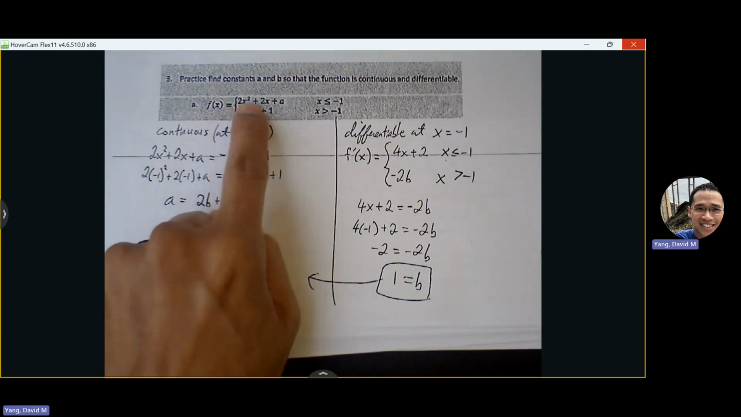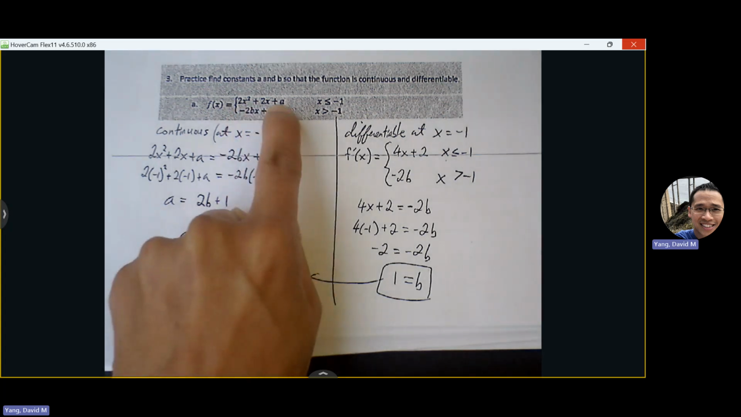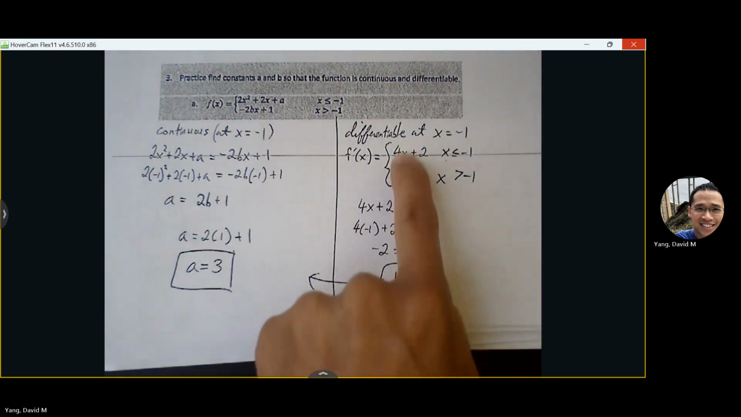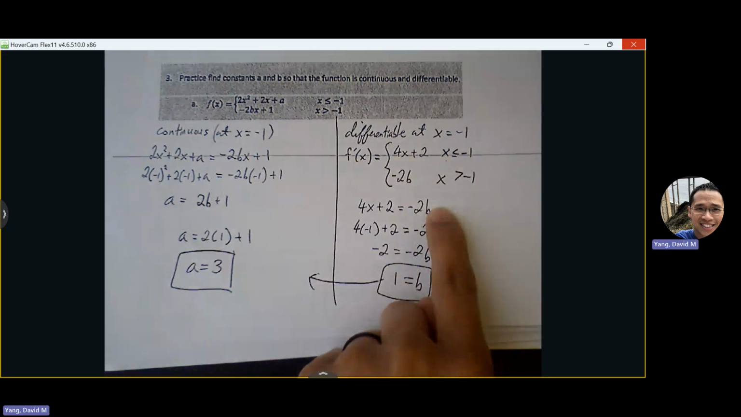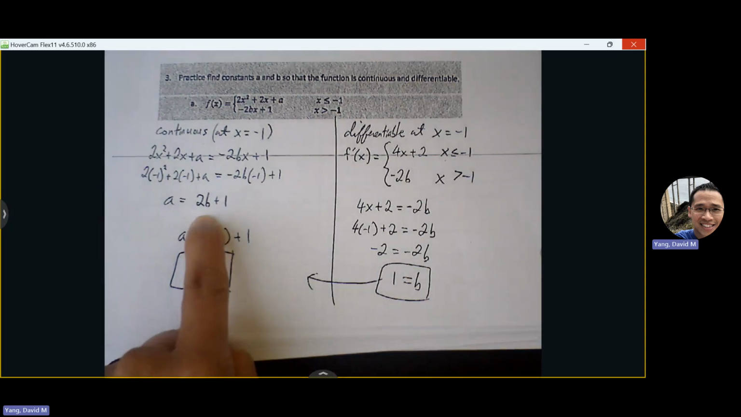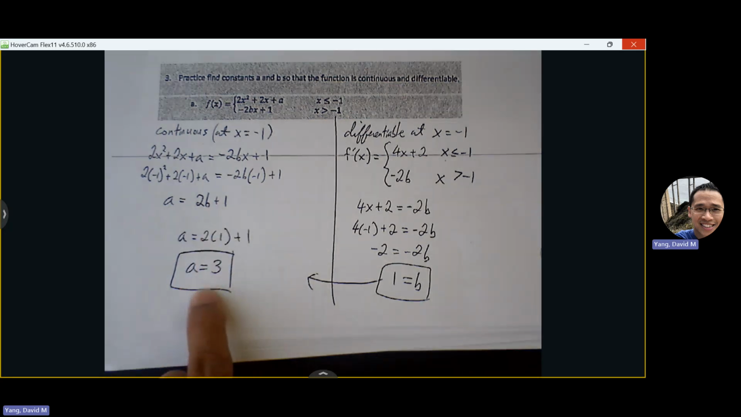And we have to make sure we can find the derivative though. 2x squared becomes 4x, 2x becomes 2, a is a constant, a drops off to 0. Negative 2bx, that's just going to be some coefficient in front of x. Negative 2bx becomes negative 2b, and then 1 goes to 0. Set them equal to each other, replace x with -1, and I'm able to solve for b. B is equal to 1, and if b is equal to 1, I can use my first equation to help me solve for a. 2 plus 1 is 3, so a equals 3.